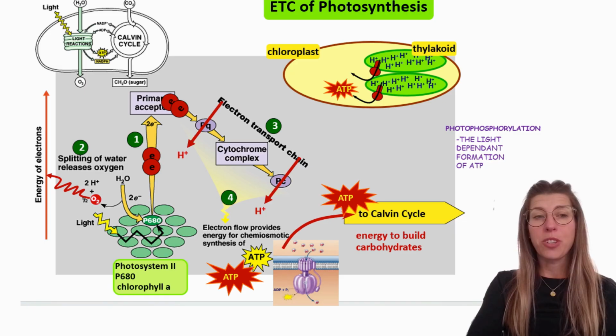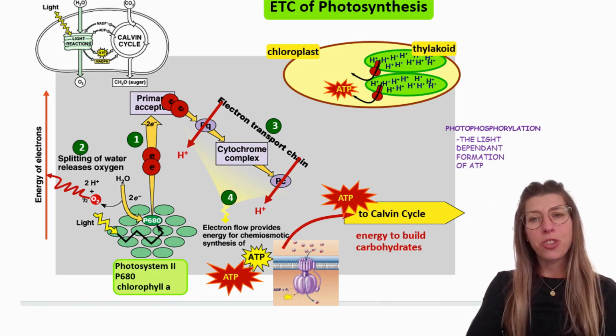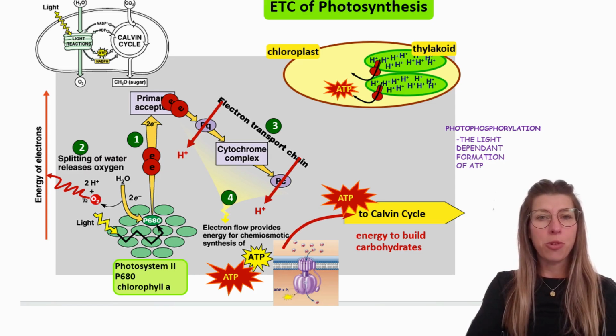And this is what's going to enable that gradient to form, just like in the cellular respiration electron transport chain. This electron flow provides energy for chemiosmotic synthesis, as you can see in step 4, for that ATP synthase enzyme at the very end of the electron transport chain to conduct chemiosmosis and convert ADP through phosphorylation to ATP.